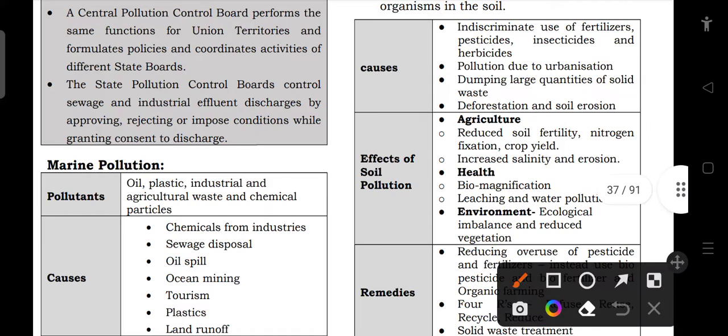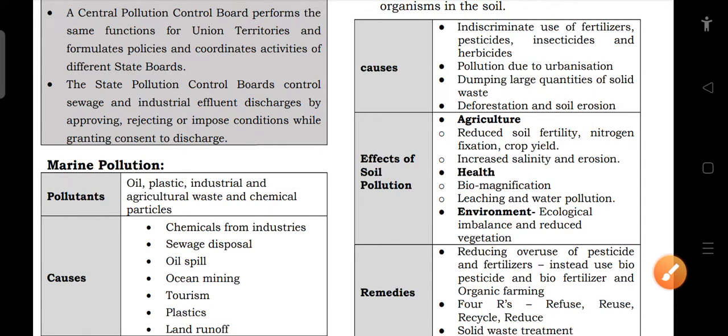Now what are the effects of soil pollution? The effect is on agriculture. This is the main thing which gets affected. Then reduced soil fertility, nitrogen fixation and crop yield. Increased salinity and erosion. Then what are the effects on health? It has an effect on biomagnification, and leaching and water pollution also happen because of soil pollution. Then in the environment, ecological balance will be reduced.